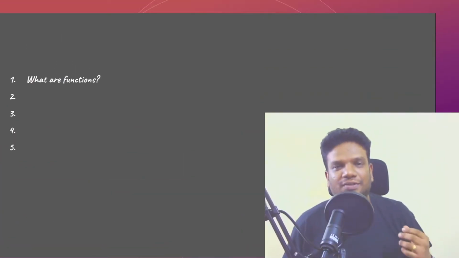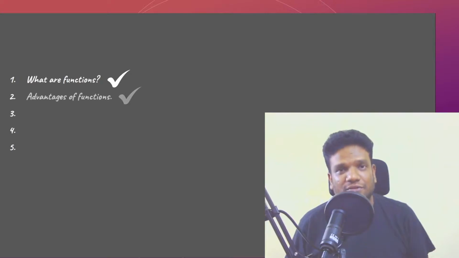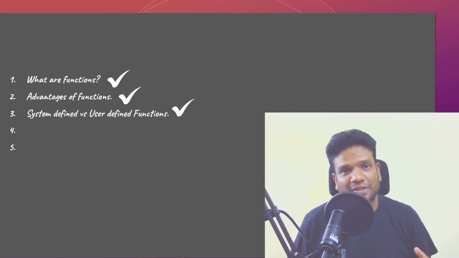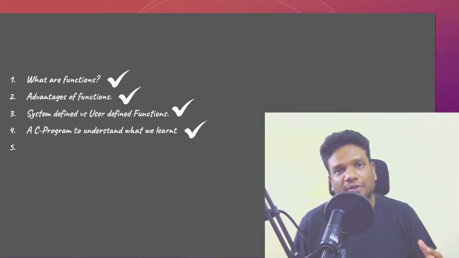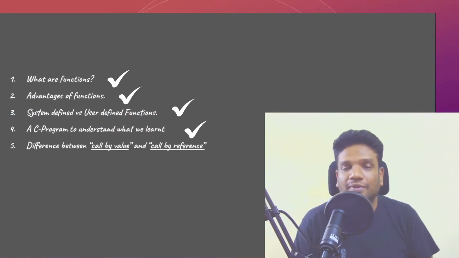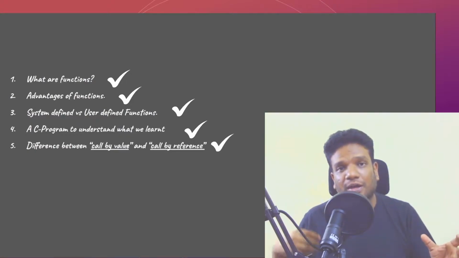Hello all. In this video, we are going to learn about functions and advantages of functions. And also we are going to look at the difference between system defined functions and user defined functions. And after that, we are going to write a simple C program to implement the concept that we have learned so far. And finally, we are going to learn about the difference between call by value and call by reference.